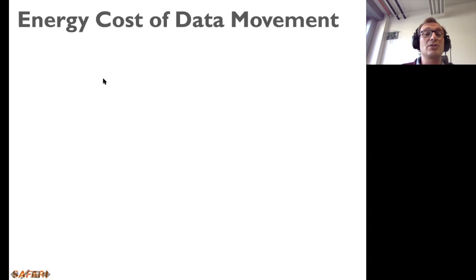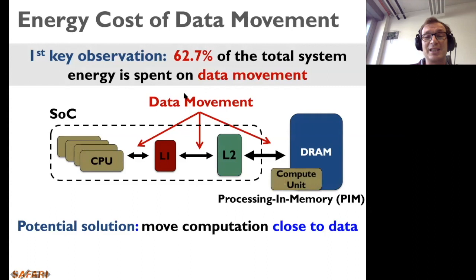Again, I'm not going to belabor this, but there's a lot of analysis in the paper. The key observation at the high level is that more than 60% of the total system energy is spent on data movement across the memory hierarchy on these workloads, which is a lot, as we've discussed, and it's because we have a processor-centric design. So the potential solution we're going to examine is moving computation close to data by doing function offloading to compute units in 3D stacked memory.